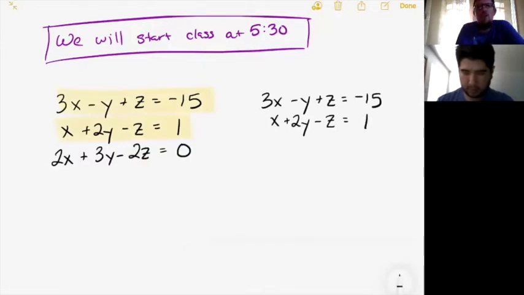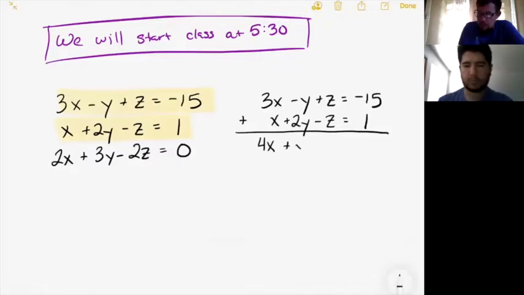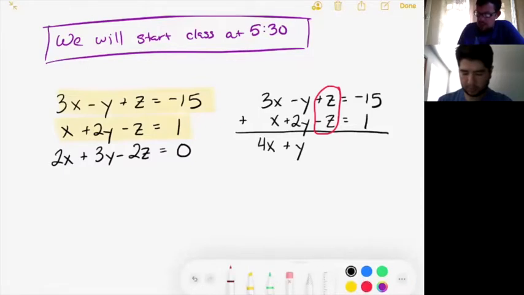So just a quick refresher, the way you do the addition method is that you just take these 2 equations and you add them straight down. So if I just add these 2, I get 3x plus x, which is 4x. And then I get negative y plus 2y, which is a positive y. And then the z's here are going to eliminate. The positive z and the negative z go away. So my new equation doesn't have any z's in it. That's good. And then it equals negative 14.